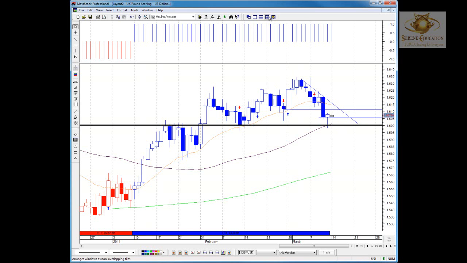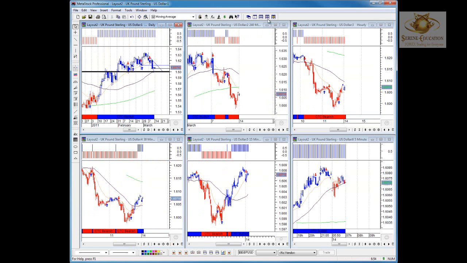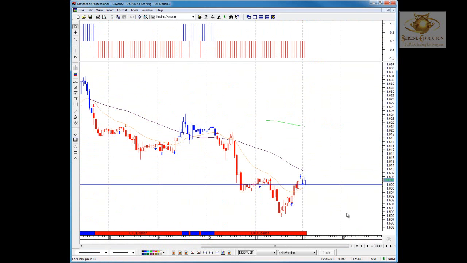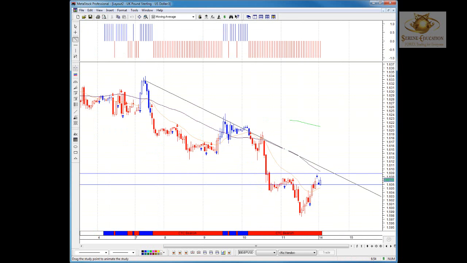But if I put that on a smaller time frame like an hourly, 1606 is this area now. Notice however that there's a pause at 1609 and the 50 period moving average is in play. You'll notice that the price is to the downside. Be aware of this, guys. Very, very important.